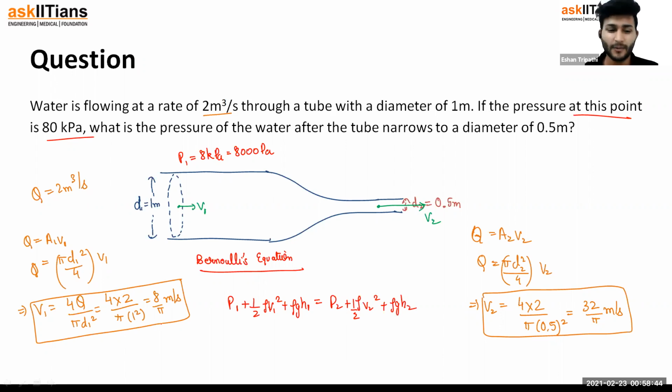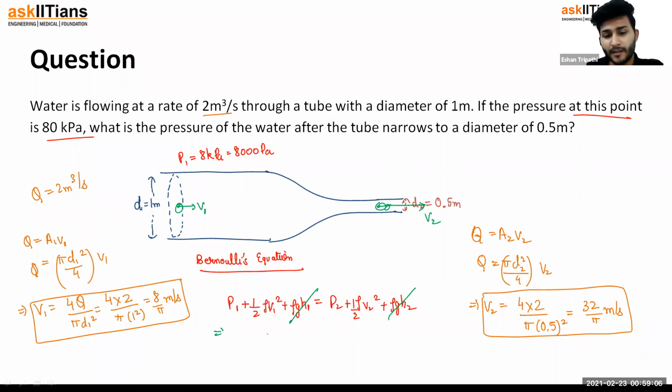Now, what all things do we know? One very important fact is that their heights are the same, because point 1 and point 2 are at the same height. There's no height difference. So H1 is equal to H2 and this term gets cancelled from both sides. I'm not saying they are 0, but they cancel because they're equal. Basically, H1 minus H2 will be 0.